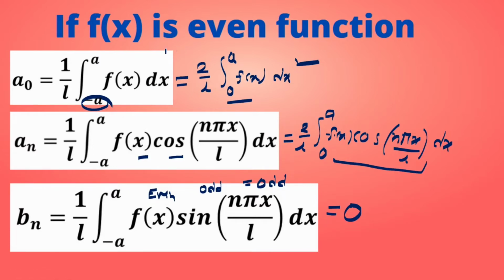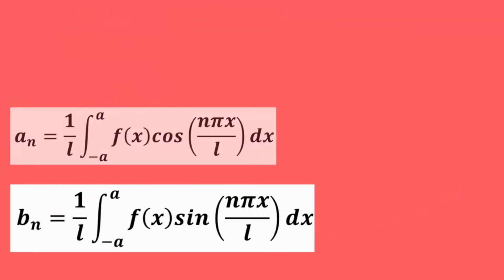That means when our function is an even function and we want to find the Fourier series, then we only have to find a0 and an. The answer of bn is directly 0 for an even function.